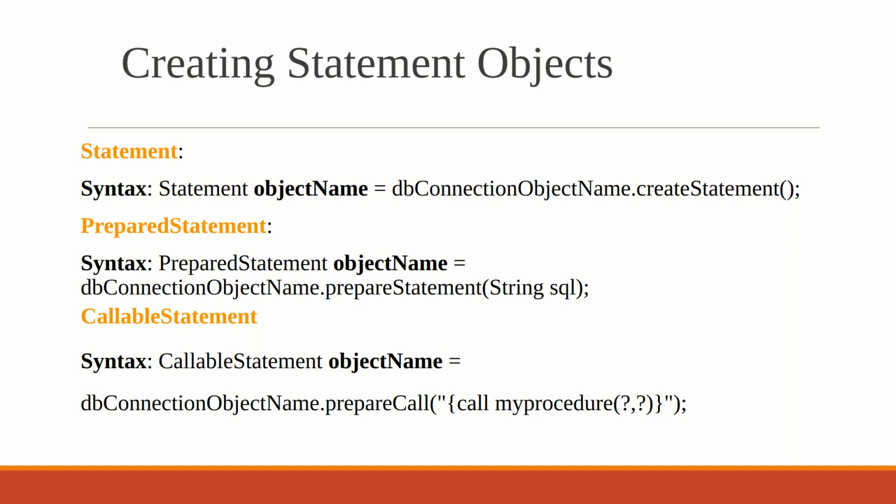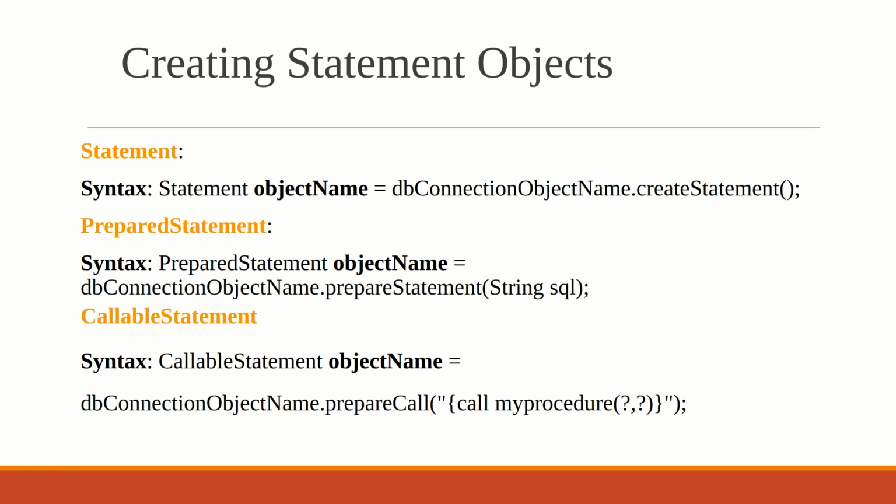For the prepared statement interface, you create an object name, you say prepared statement, then object name, then you use the connection, then you say prepareStatement. For statement it says createStatement, but for prepared statement it says prepareStatement, and it takes in a string, which is basically the SQL statement that you're trying to execute.